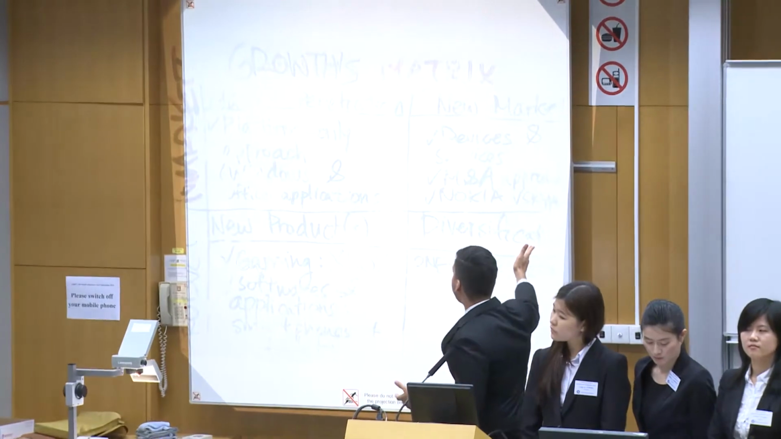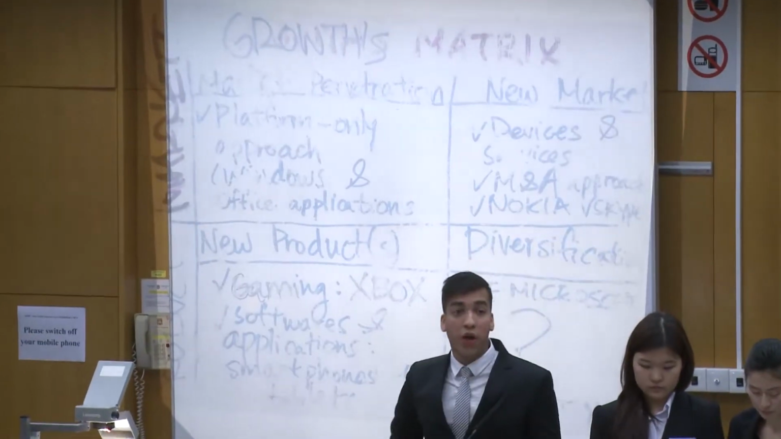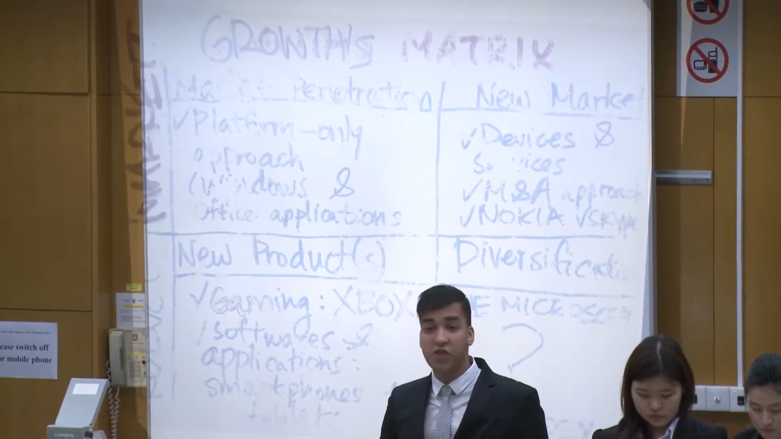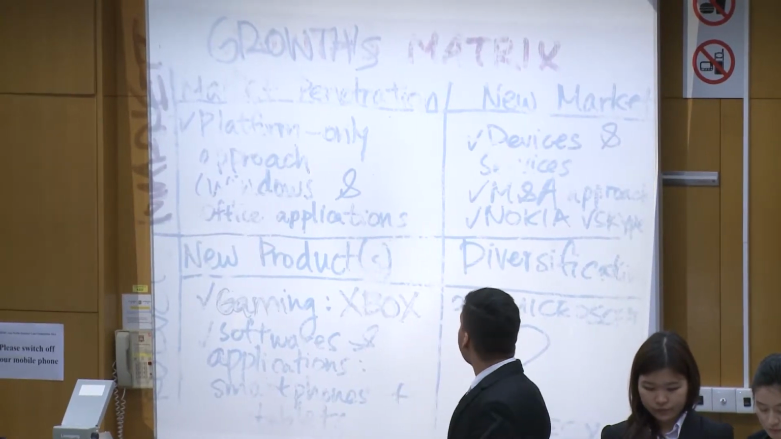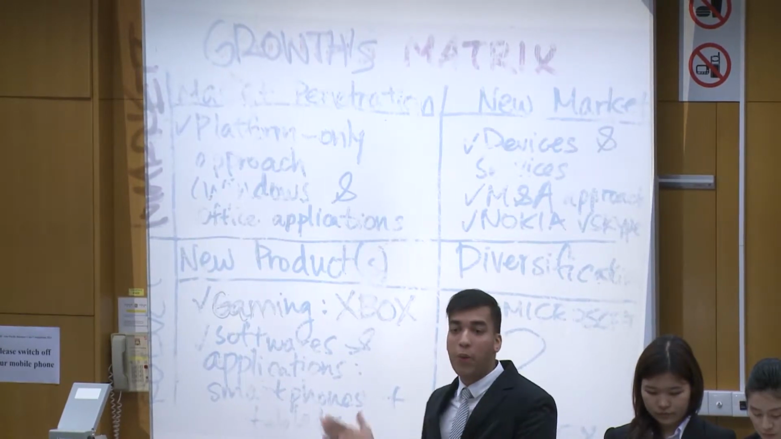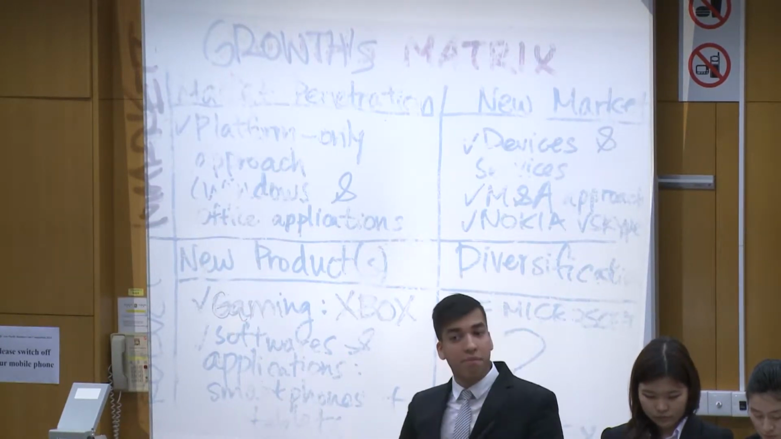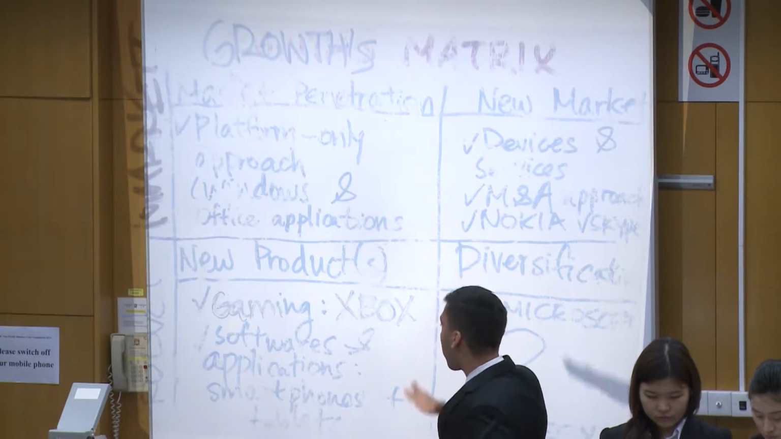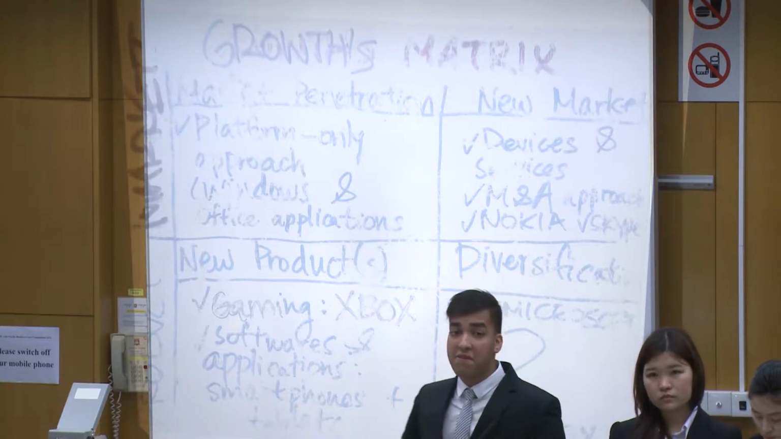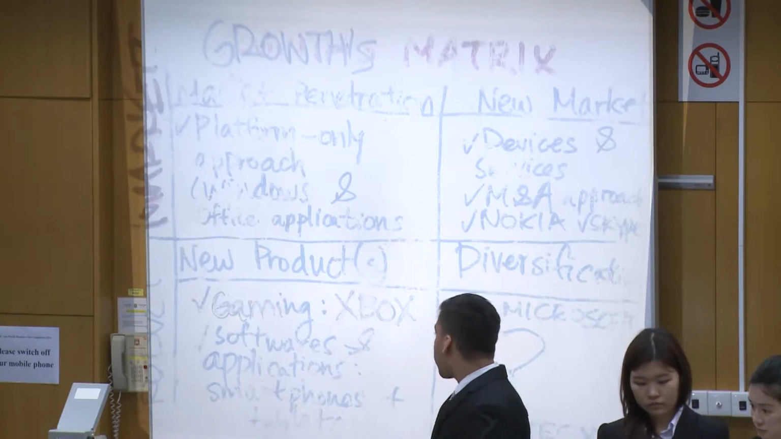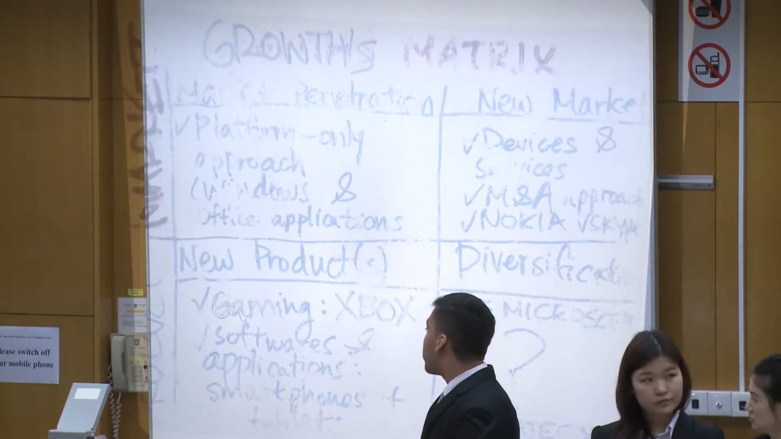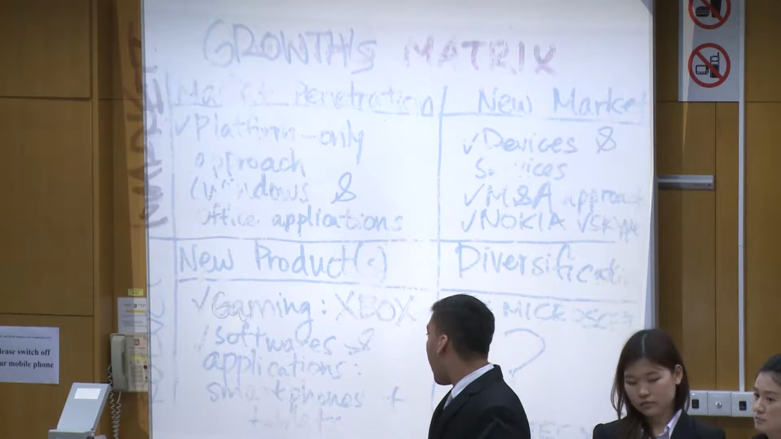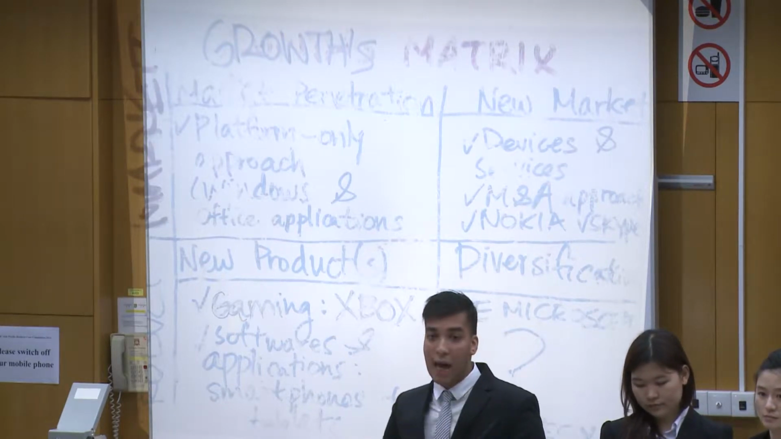After that, they wanted to go into a new market. So they followed a devices and services strategy via mergers and acquisitions. They acquired Nokia, and they also acquired Skype. Last but not least, in new products, they invented the very successful gaming tool, Xbox, and they also started to work in software and applications after they bought Nokia, creating smartphones and tablets.